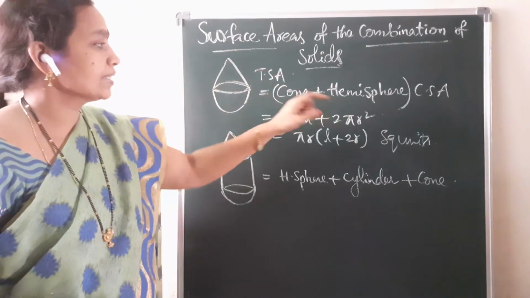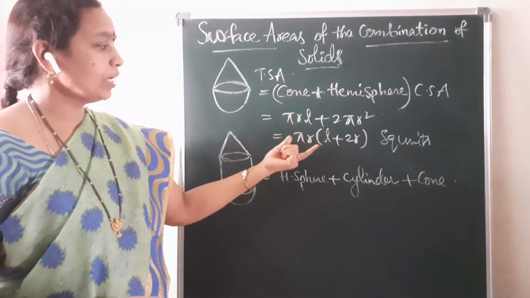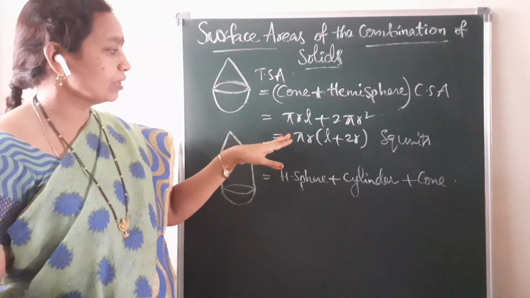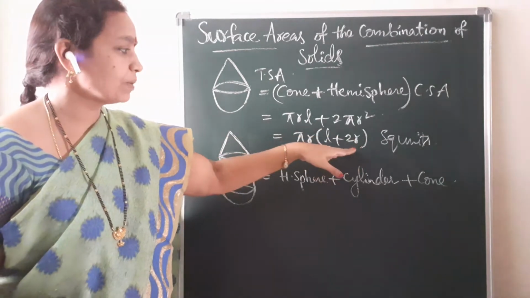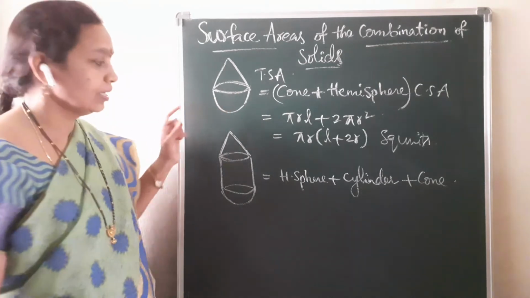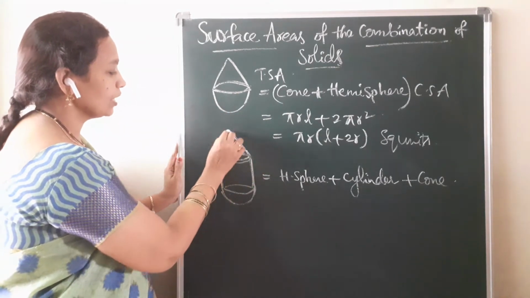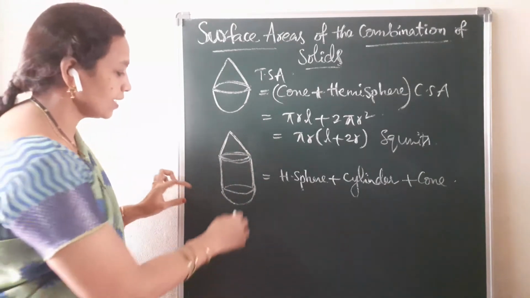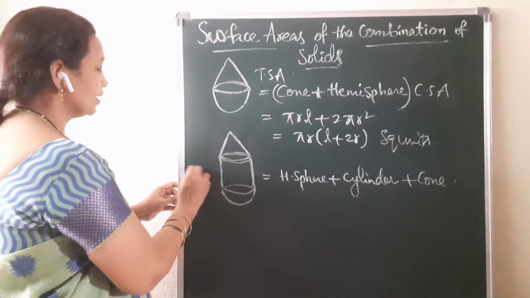Okay, we consider the CSA of the cone and the CSA of the hemisphere, and if you take pi r common, you will get pi r into (l plus 2r) square units as the total surface area of this combined figure. Coming to this, if this is a cylinder, one side is surmounted by a cone and another side is bounded by a hemisphere, then what is the total surface area?